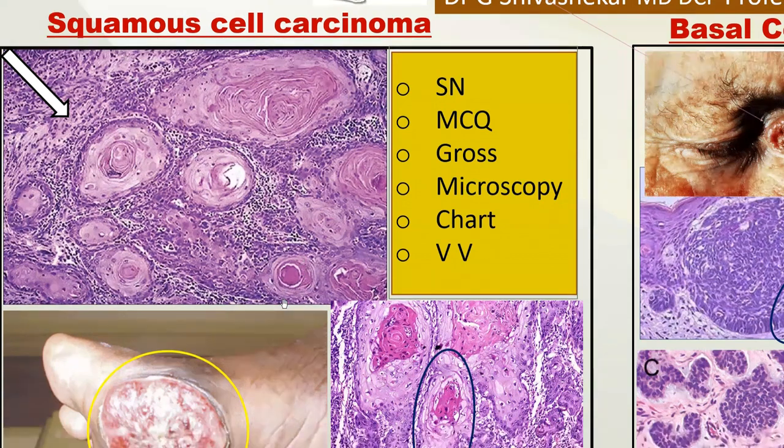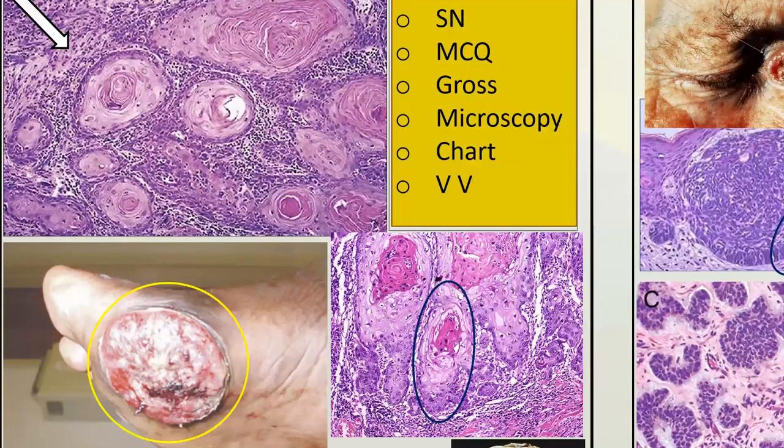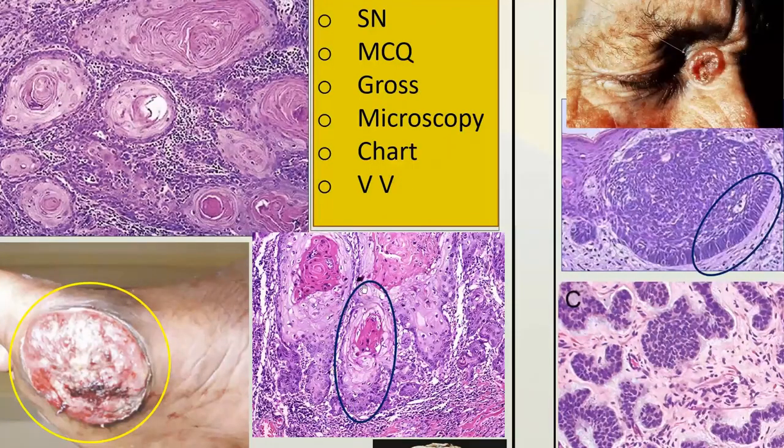Look at this picture. Whichever one you want, you people can choose and draw for your records or the exam. So this is again well circumscribed. I'm finding the epithelial pearls. There is a central area of keratinization that is seen.